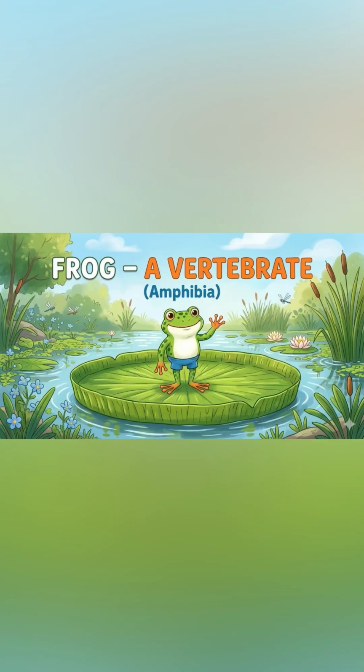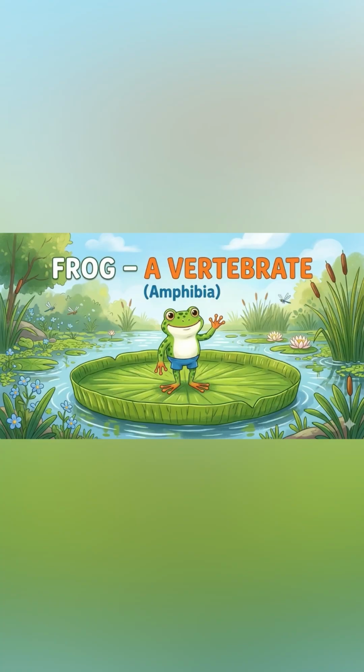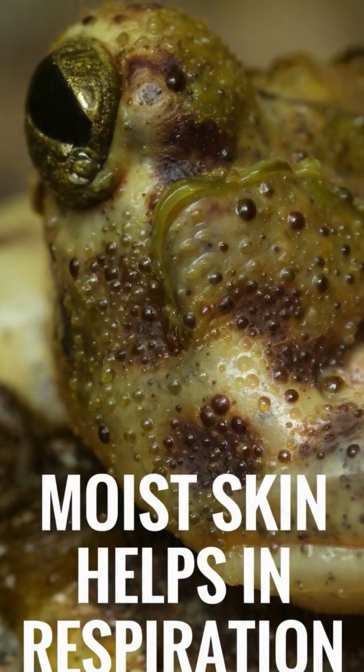The next visual breaks down the frog's body into head and trunk. The head includes the sensory organs like eyes, nose and mouth, while the trunk contains vital organs such as the heart, lungs and digestive system. Understanding the body's basic division is the first step in learning structural organization.